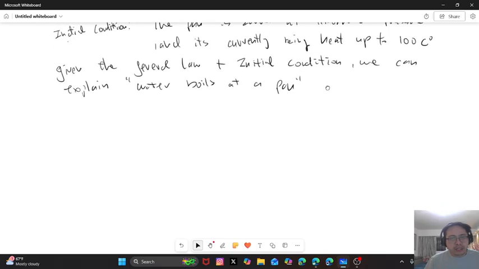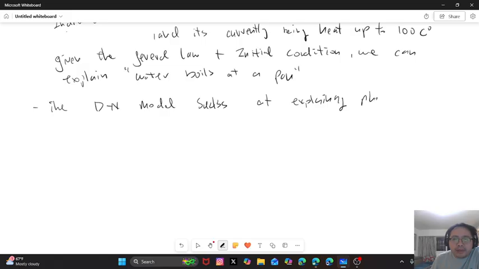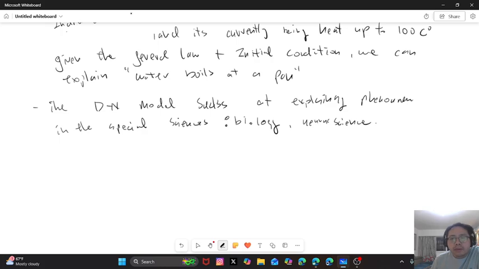But the problem with this model is that it doesn't really help us when it comes to the special sciences. It doesn't help us with, let's say, explaining phenomena in biology or neuroscience. So the DN model really sucks at explaining phenomena in the special sciences, like biology and neuroscience. So how do you spell neuroscience? N-E-U, neuroscience. Okay.